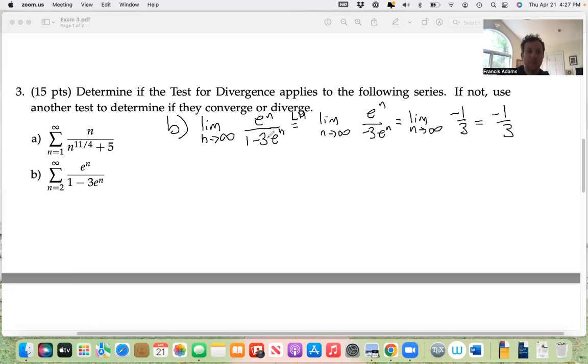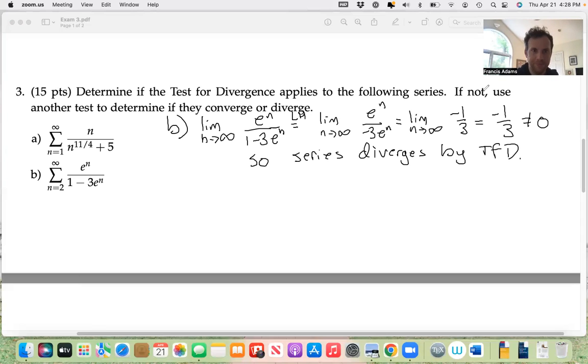So in this case, we find the limit of the terms of the series, or we find the limit of the terms of the sequence used to create this series, to use that terminology correctly. And what we notice is this is not equal to 0. So the series diverges by the test for divergence. Nope, not A.